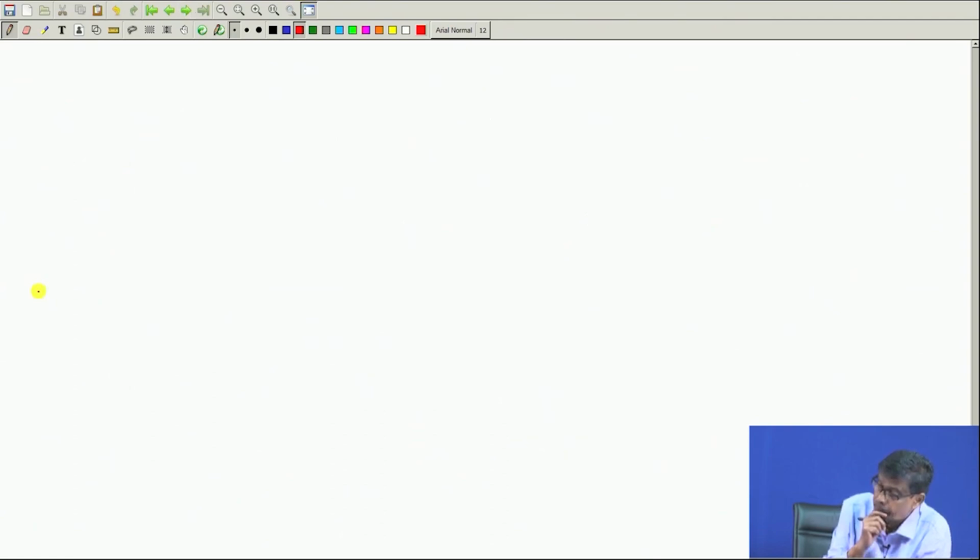Therefore, we will now say something about series parallel connection of various two port networks. Series connection first. These are very simple stuff, not tough at all. Series connection of two port networks.